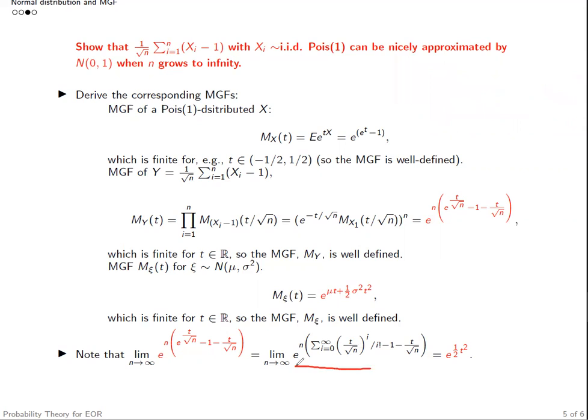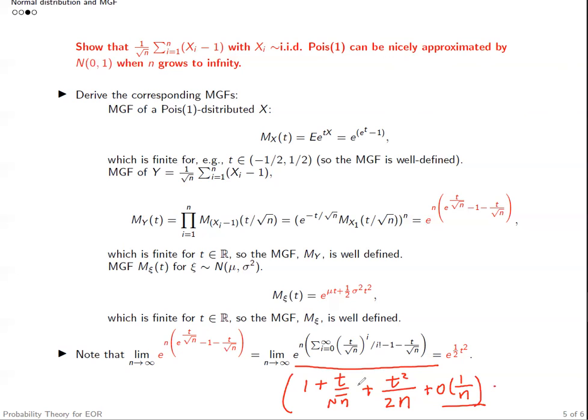Okay, now we move on to this step. If we expand the summation here, it will be equal to 1 plus t over square root n plus t squared divided by 2n, plus some terms that are way smaller than 1 over n. I use a small o of 1 over n to denote all those terms, because for all the remaining terms, the power in the denominator will be n to the power 3 over 2 and 2, so they all have powers larger than 1.